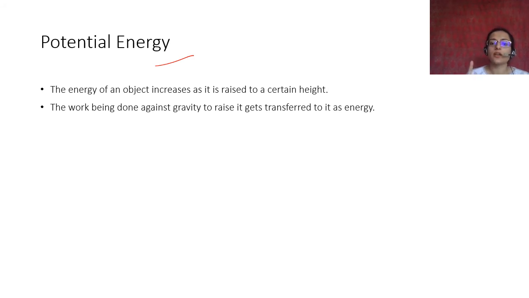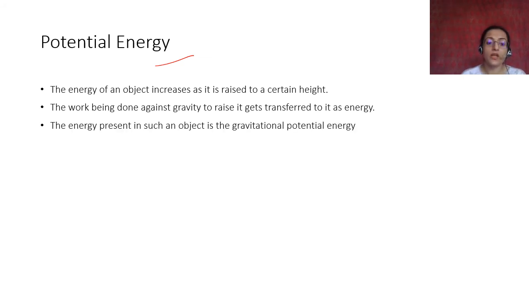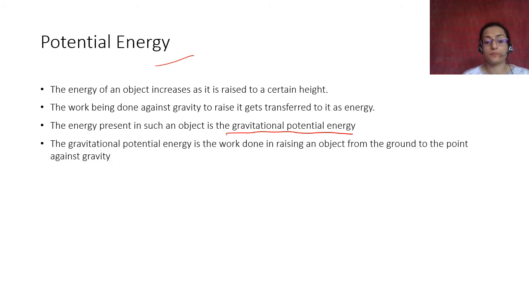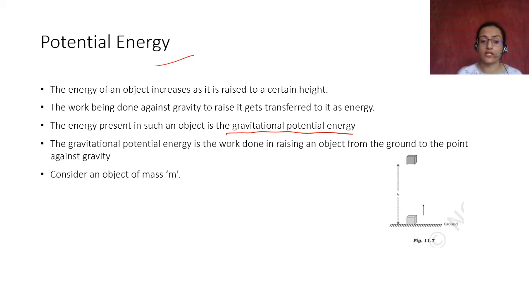Right, an object in a given position has a certain amount of potential energy if it is against gravity. The energy present in such an object is the gravitational potential energy. Now please remember, we are only going to be talking about gravitational potential energy in this case. Gravitational potential energy is the work done. It is the work done in raising an object from the ground to the point against gravity. This work done gets transferred to it as potential energy, right?